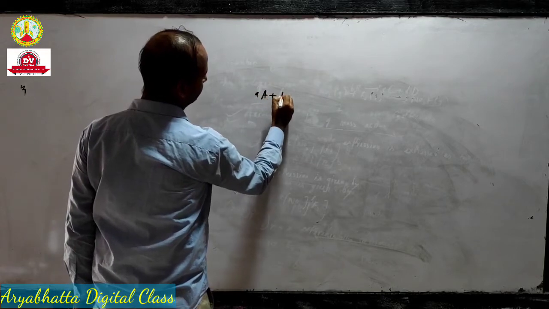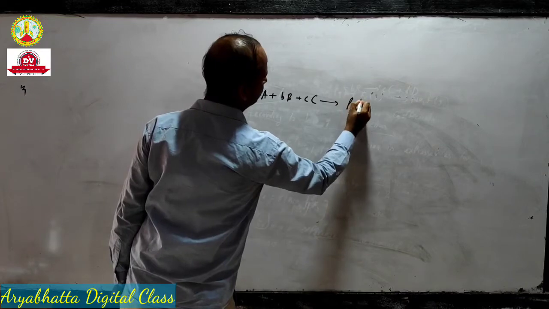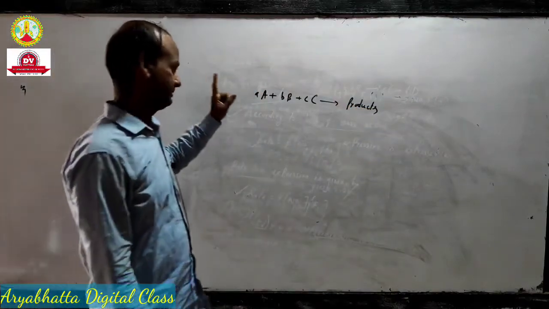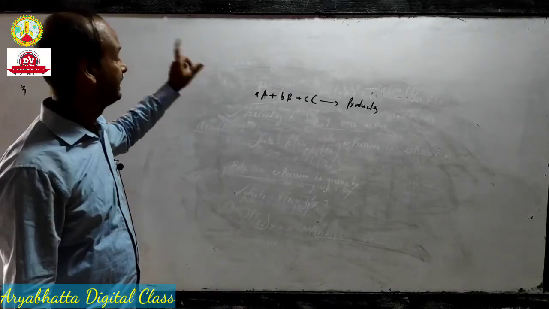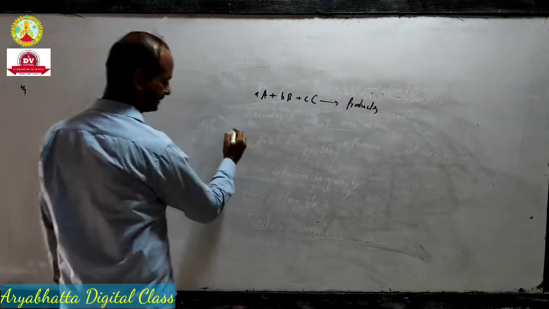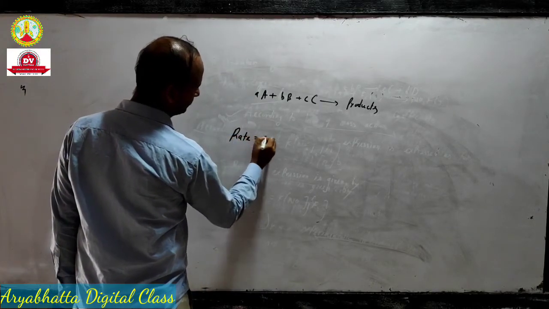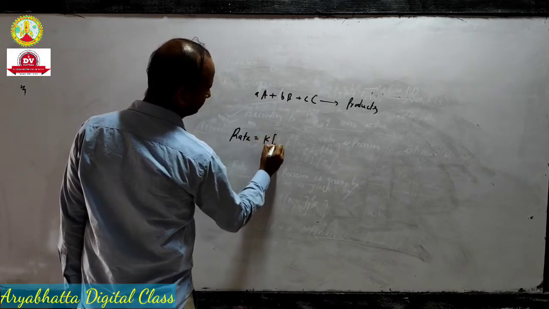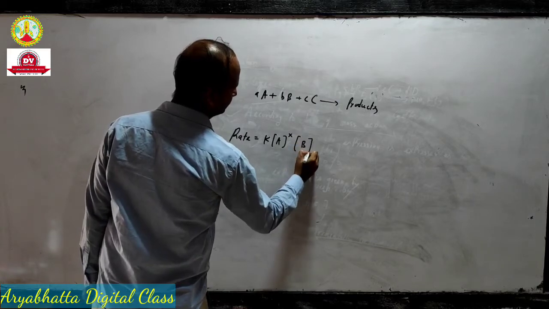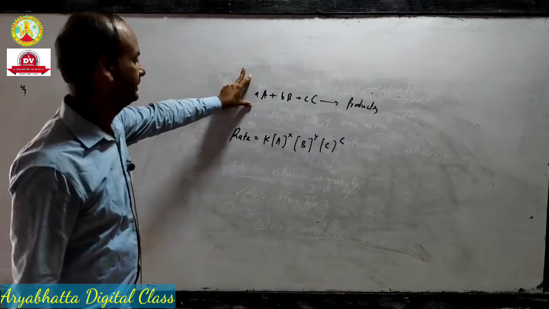Small a, B, C, and suppose this is the product. Now let's see, this is the reaction. Suppose this is a general reaction. If the rate of this reaction is written as, अगर इस reaction का rate ऐसे हुआ, rate equal to K A to the power X B to the power Y, next one C to the power Z. For this reaction rate is this one.